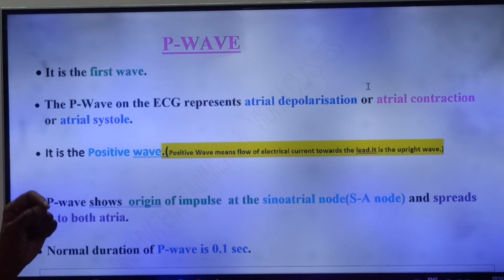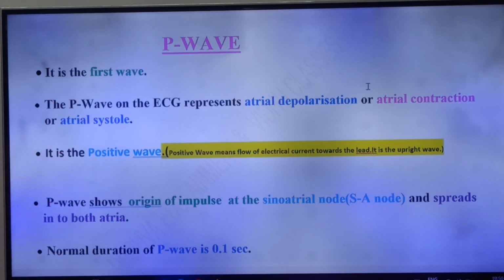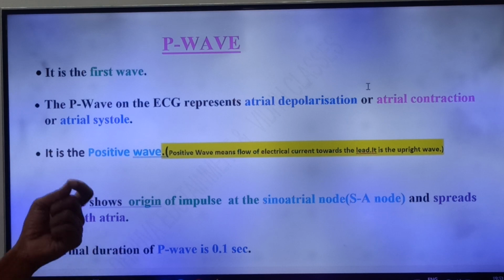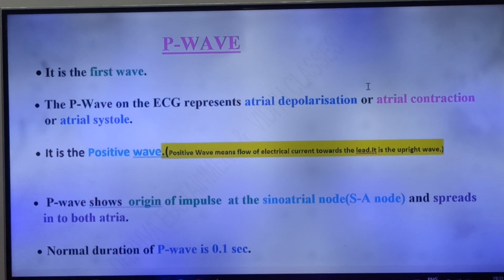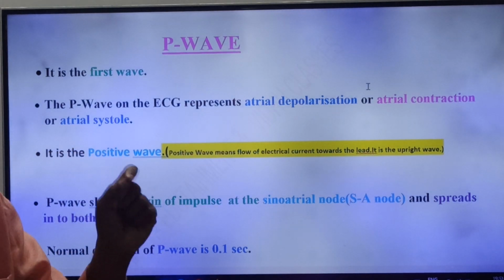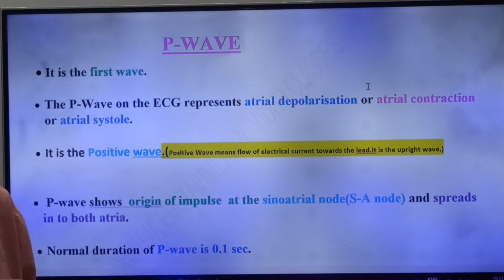See, the P wave is the first wave in the ECG, friends. The P wave on the ECG represents atrial depolarization, atrial contraction or atrial systole. You have to write any one of these three, friends. So what does the P wave represent? Atrial systole, friends.